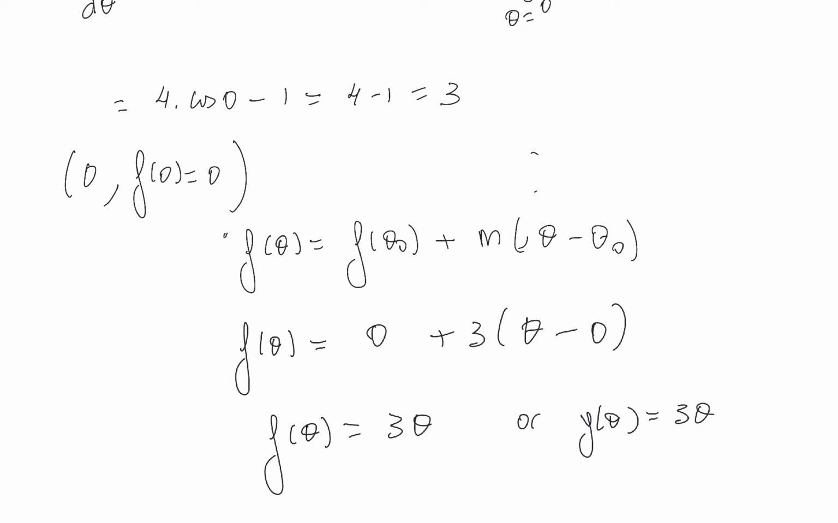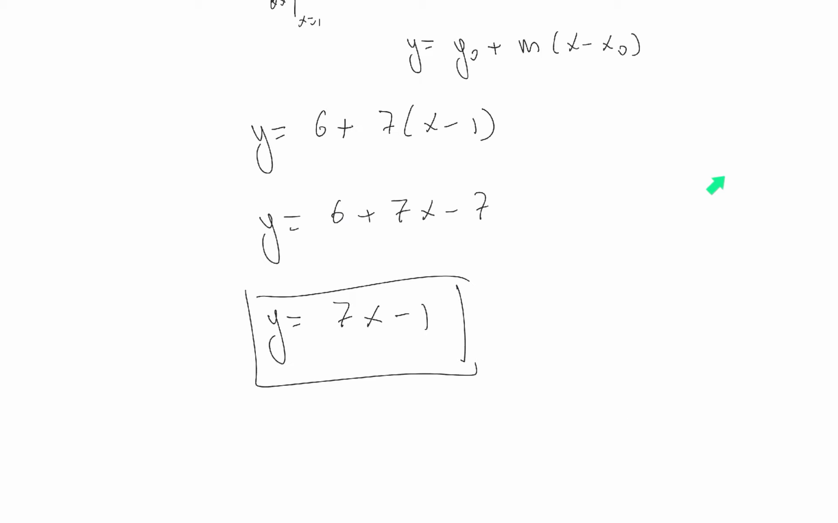But instead of the x, we need to plug in theta minus theta 0, and instead of y of x is f of theta, or y of theta 0. You plug in the numbers, and you will find that the tangent line to the point theta equals 0 is f of theta equals 3 theta.